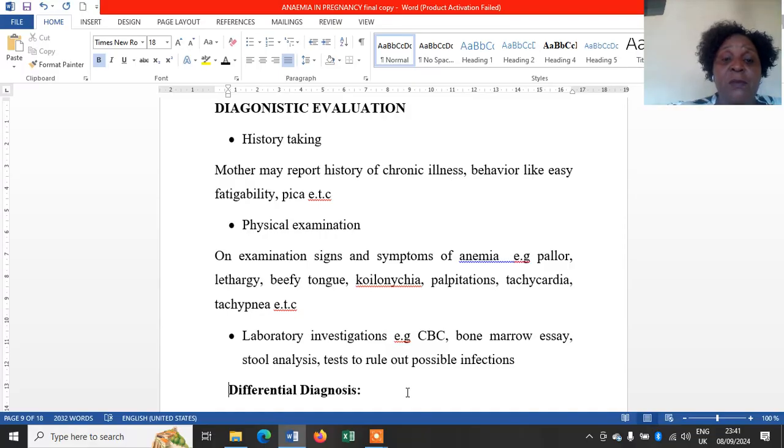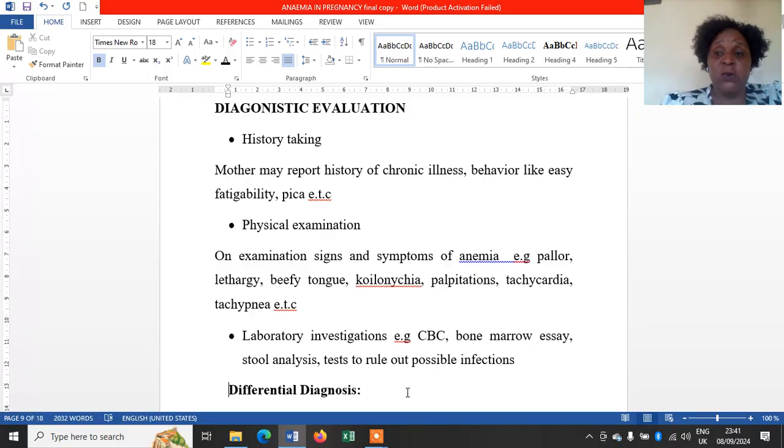Here, a mother may report a history of chronic illnesses and behaviors like easy fatigability, etc. So during history taking, if the mother tells you, I'm chronically having malaria, I'm chronically vomiting, I'm having hyperemesis gravidarum, I'm weak, I cannot do every work, therefore, in your mind, you think about this mother being anemic.